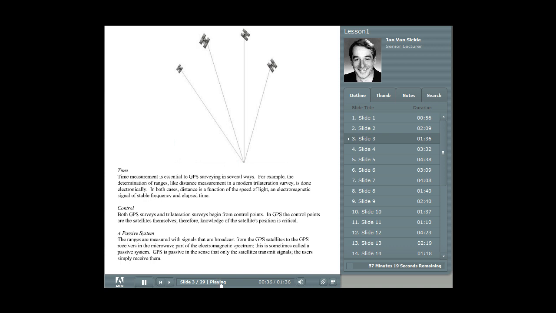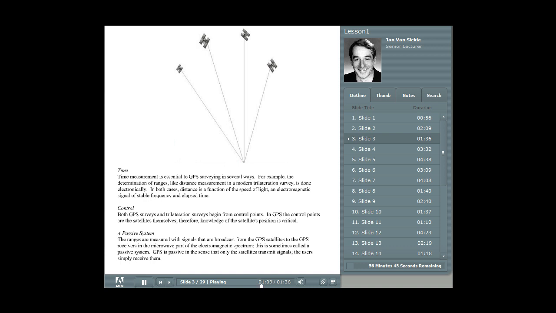Now, control: both GPS and trilateration surveys on the terrestrial side have to have control points. And as I mentioned, in this case, it's the satellites themselves. This is a point we'll return to more than once. So, obviously, it's important to know where the satellite is in the sky at the moment that a measurement is taken. This is the office of the ephemeris of the satellite.